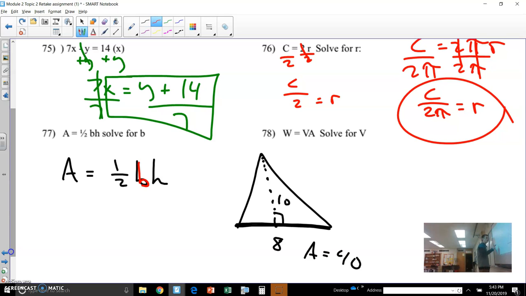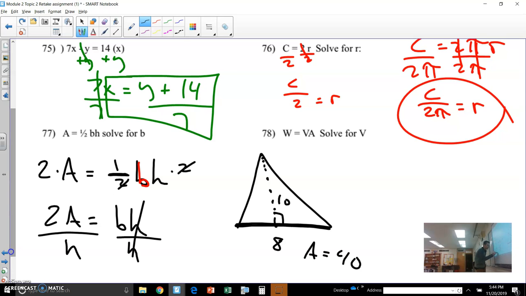So let's start by looking around b and seeing what we can move. The first thing I notice is that it's dividing by 2. So I may start by multiplying 2 to the other side. So 2a equals 1b, and then the h. You can make that 1 invisible. It's understood in algebra if you don't put the 1 coefficient. And then if we're trying to get b by itself, let's divide h. So 2a over h equals b, and now you have solved for b.